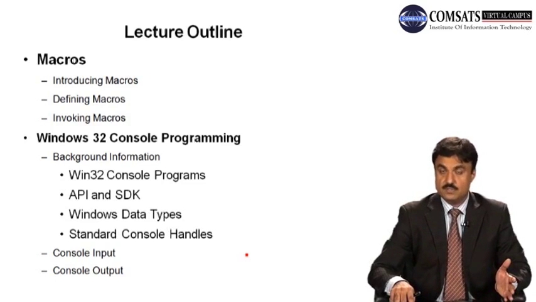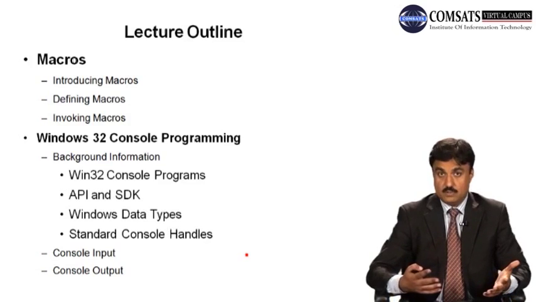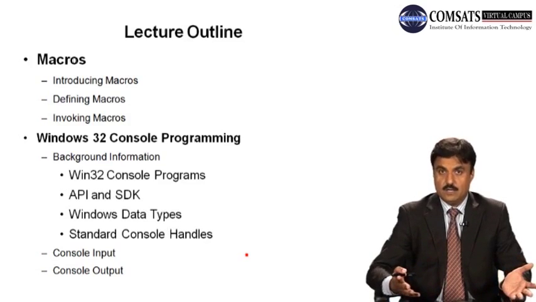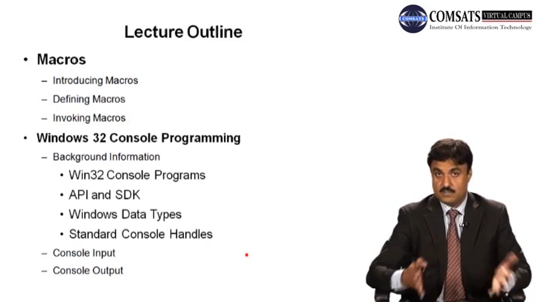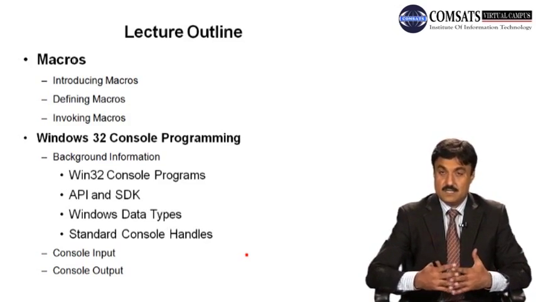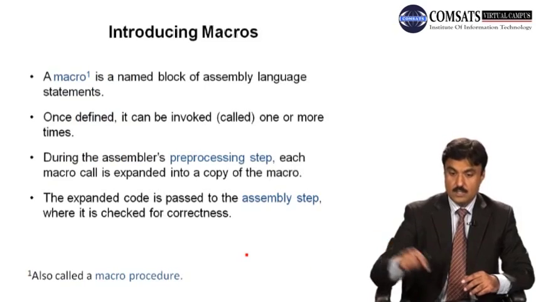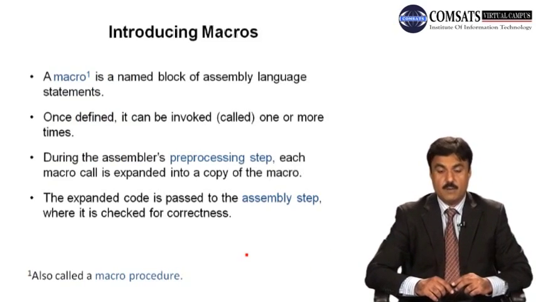Inside this Windows 32 console programming, we will see the background information, like what Windows 32 console programs are, what the APIs and the SDK are, what the Windows data types are, and then we will try to relate these data types with the assembly language data types and so on. Then standard console handles, and then the console input and console output. So first we will start with the macros.